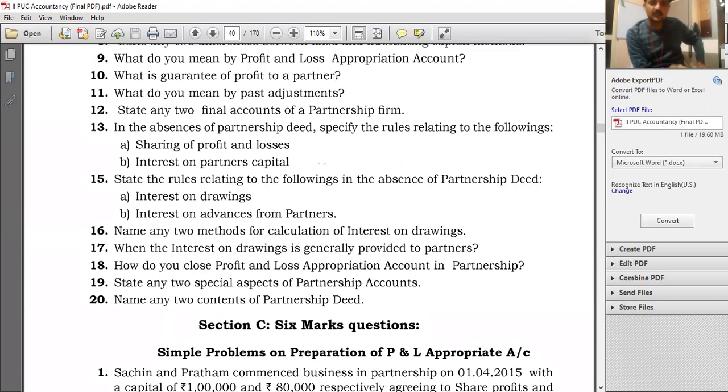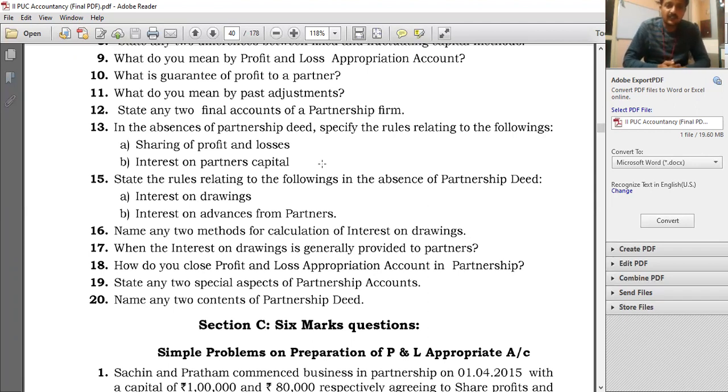Then in the absence of a partnership deed, specify the rules relating to the following: sharing of profits and losses equally, interest on capital not allowed, interest on drawings not charged, and interest on advances from partners will be allowed at 6% per annum. Then next, name any two methods of calculation of interest on drawings. You can write very easily: direct method, product method, and average method, or you can say shortcut method. Please don't write both average method and shortcut method, because they are the same.